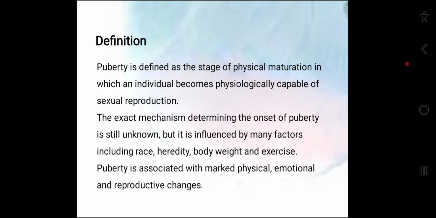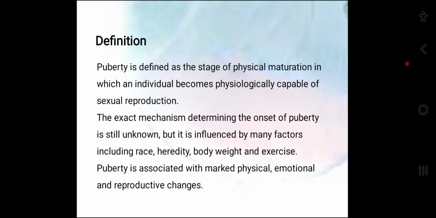Puberty is defined as a stage of physical maturation by which individuals become physiologically capable of sexual reproduction. The exact mechanism is unknown, but there are many factors that influence the onset of puberty. These factors include race, as in black people there is earlier onset of puberty than in white people. Hereditary or genetic factors, body weight and exercise, as increased body weight or body mass index is associated with early onset of puberty. Excessive exercise and athletes have delayed puberty.